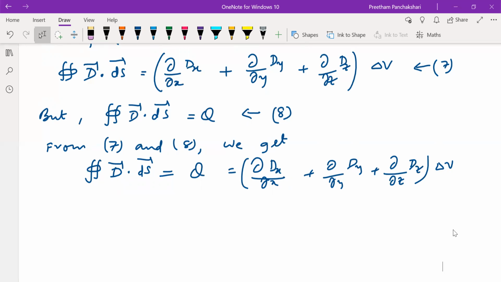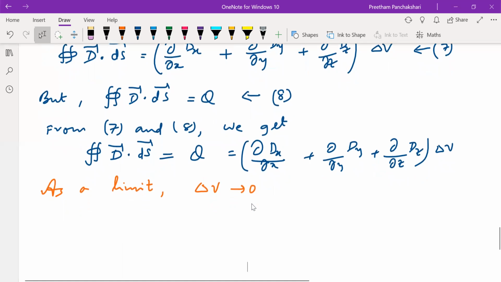So that's why now we go to the next step. That is the limiting case, in which we try to reduce this incremental volume delta v to as small as possible. So we shall apply the limiting case. As a limit, the incremental volume delta v tends to 0, and the volume shrinks to 0, the closed surface also shrinks to 0, then the volume within the closed surface becomes point P.